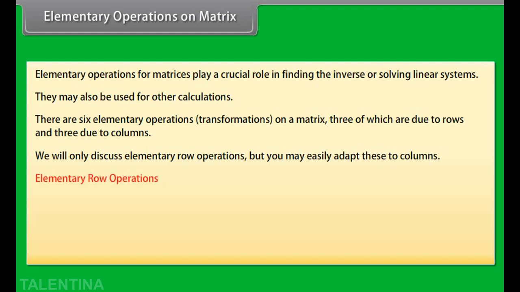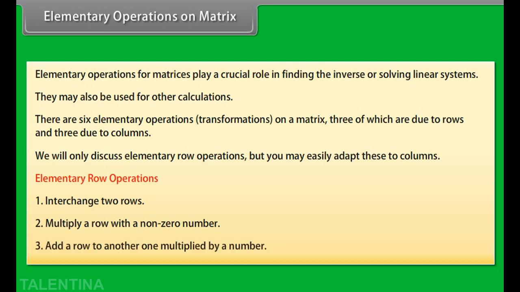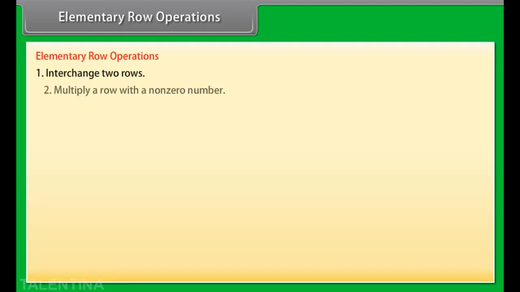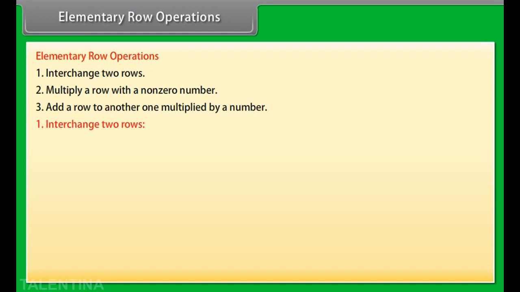Elementary row operations. Interchange 2 rows, multiply a row with a non-zero number, add a row to another one multiplied by a number. Let us go through them one by one. Interchange 2 rows. Symbolically, the interchange of ith and jth rows is denoted as given.